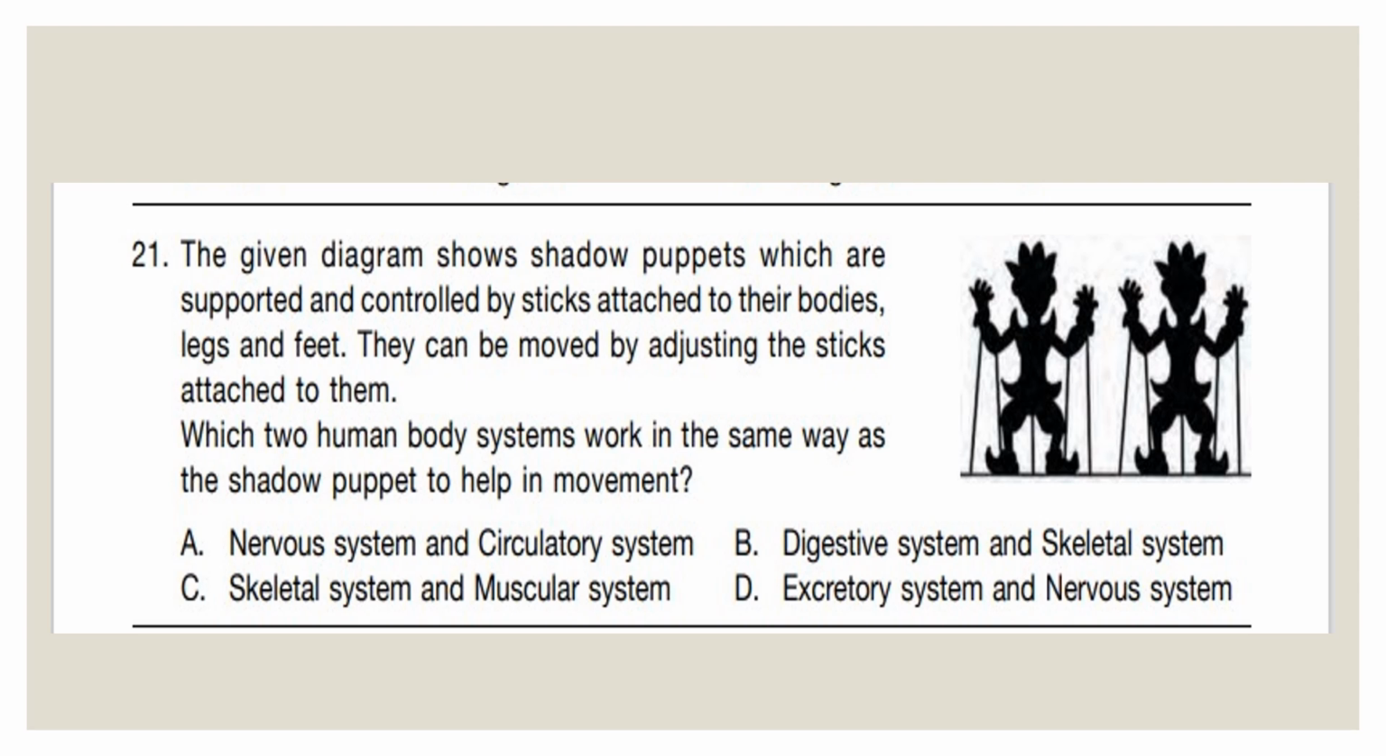Option A. Nervous system and circulatory system. Option B. Digestive system and skeletal system. Option C, skeletal system and muscular system. Option D, excretory system and nervous system. The correct answer is option C, skeletal system and muscular system.